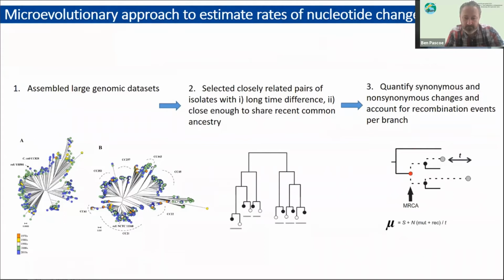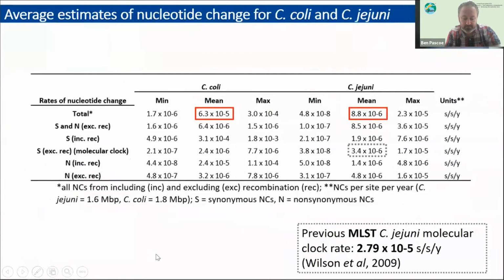Then we used the time difference between the two branches belonging to the isolate pair, along with the nucleotide change difference, and worked out different rates of nucleotide change based on this. We did this for all of the pairs selected from the tree, and averaged the rate of nucleotide change over all of the pairs for C. coli and C. jejuni separately.